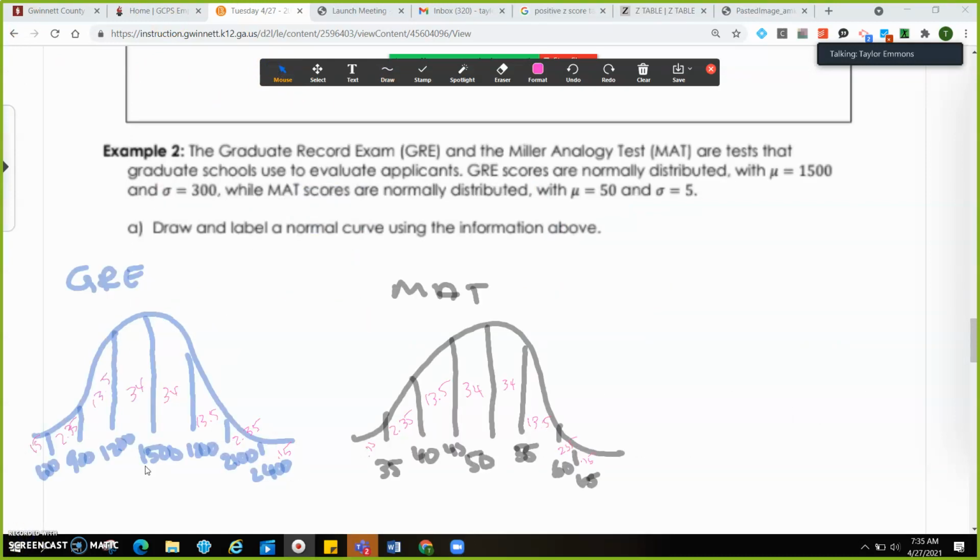Looking at this problem, these are the two normal distribution curves that you should have gotten. Again, I would always make sure that you label your percentages in there just to make it easier on yourself. It doesn't have to be a perfect curve; obviously, you can see what my curve looks like. But you do need to write this out every single time.